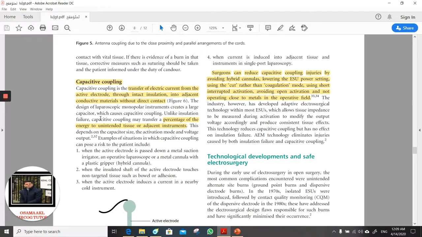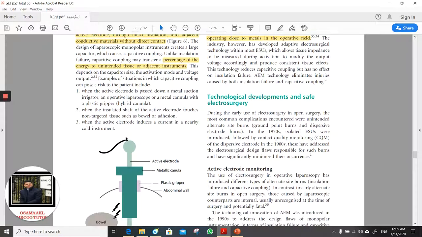Something else, capacitive coupling. It means that an electric wave or electric field will be transmitted to the surrounding sheath, like in this picture. This is the active electrode. Electricity can be transmitted to the surrounding sheath. So this electric field in the surrounding sheath can injure other tissue. So the sheath itself, the cannula itself, can injure tissue, in spite of having everything insulated the best. That's why try to use as little power and as low voltage as you can.